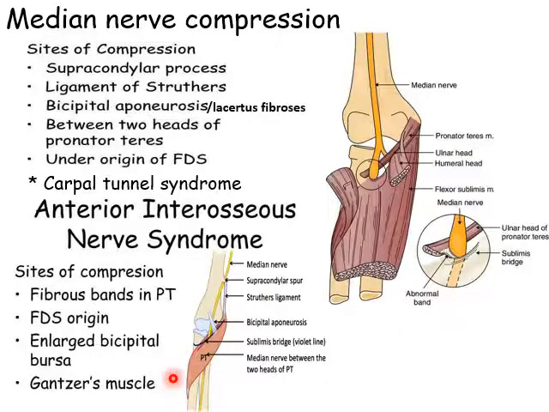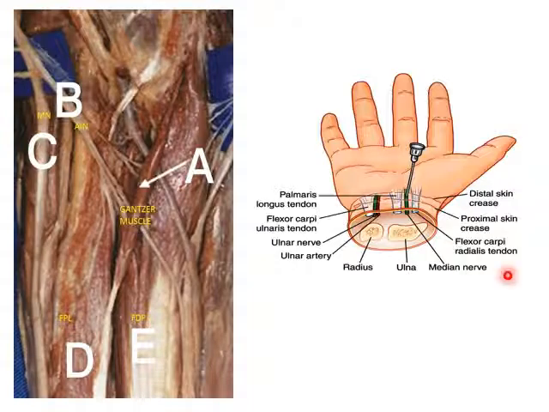And it can also get compressed by an accessory muscle, or an extra belly of a muscle, that is known as Gantzer's muscle. We will see what it is. Yeah, this is Gantzer's muscle, the slender belly. It's an accessory muscle to the flexor pollicis longus. So it arises from a different area, but it blends with the main bulk of the flexor pollicis longus.